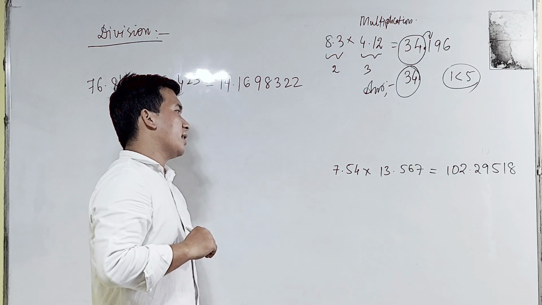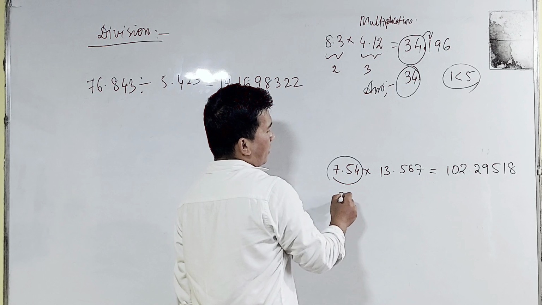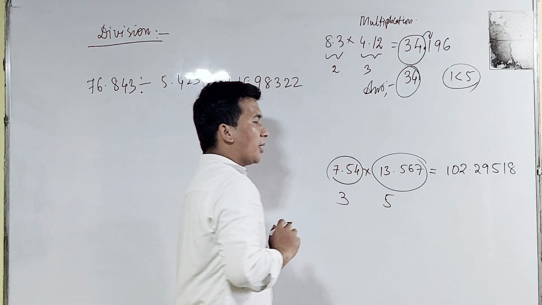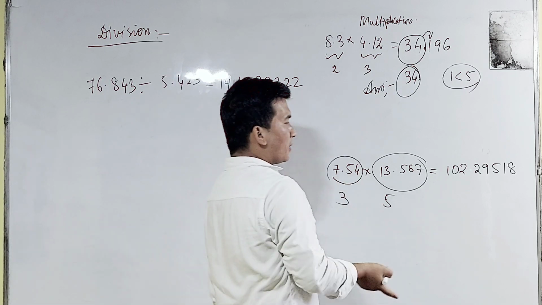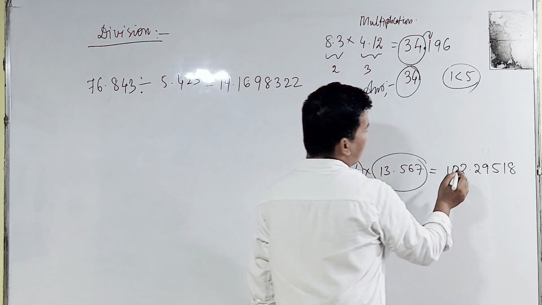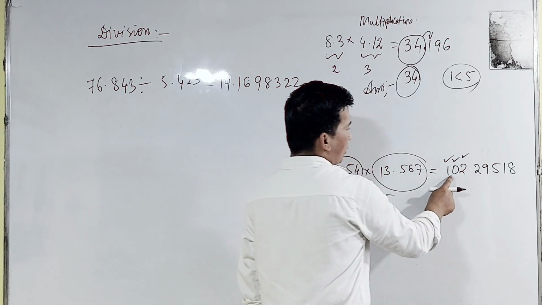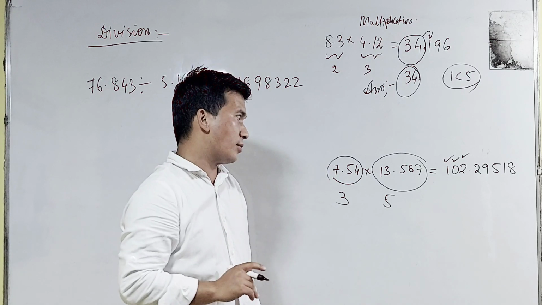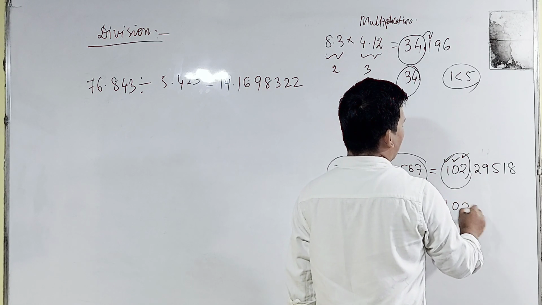Now how many significant figures are here? This has 3 significant figures. This has how much? This has 5 significant figures. That means our answer must contain 3 significant figures. So 3 significant figures: 1, 0, 2. And this 0 will also be counted because this 0 comes in between the digits. Okay, so our answer will be 1, 0, 2.